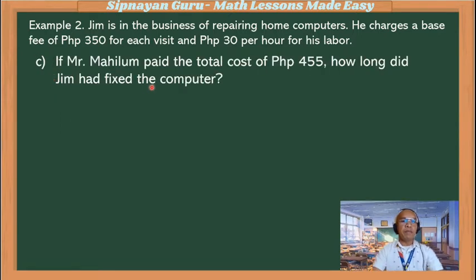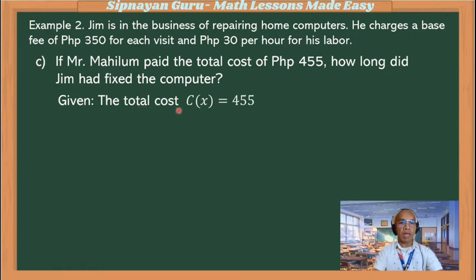Third question, if Mr. Mahilom paid the total cost of 455, how long did Jim fix the computer? So in this case, the total cost, the labor, and the base fee is given, and that is 455, and the given function is C of x is equal to 30x plus 350, so substitute. So this would be 455 is equal to 30x plus 350. By addition property of equality, transpose this 350 to the left, so that would be negative 350.